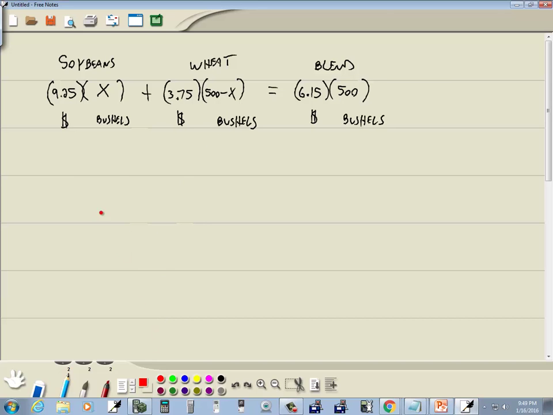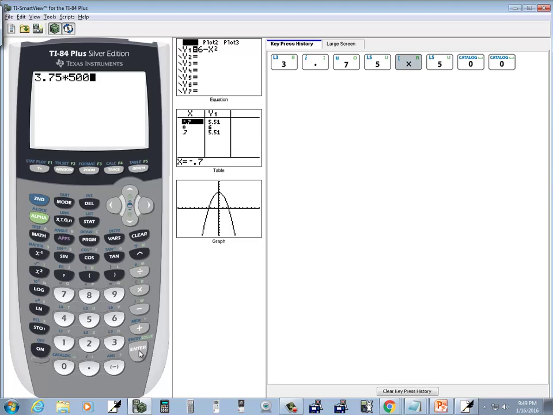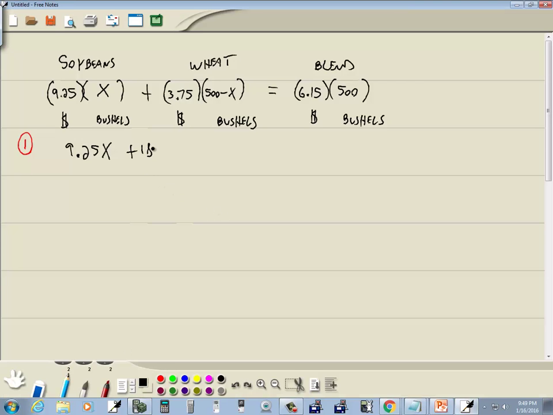Okay, now we're ready to solve this. First step is get rid of parentheses. So I have 9.25 times X, which gives us 9.25X. Over here I'll use the distributive property. I'll take 3.75 times 500, which gives us 1875. And then I have 3.75 times negative X, which gives us negative 3.75X.